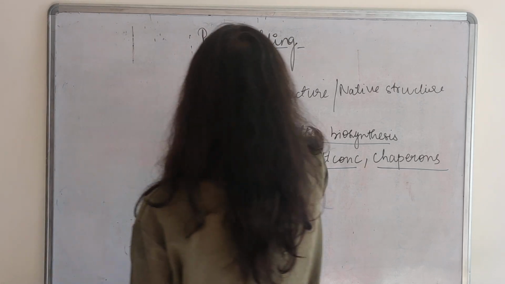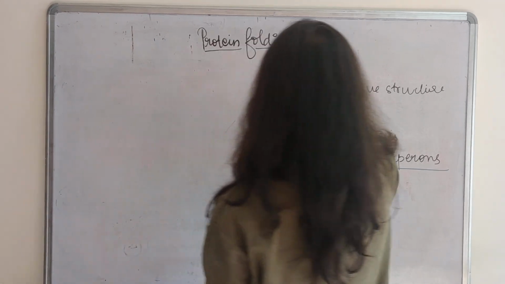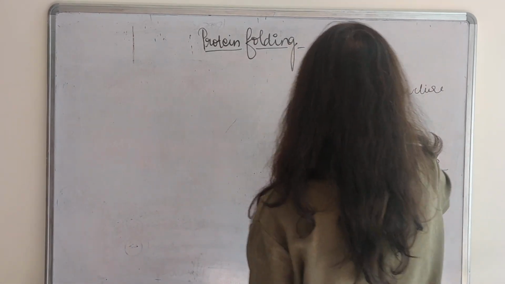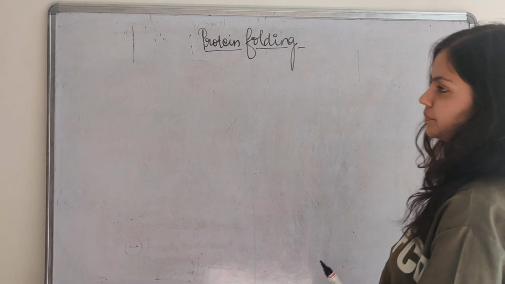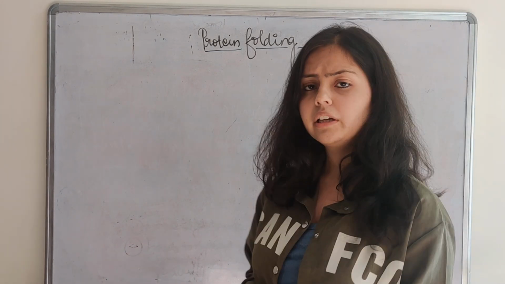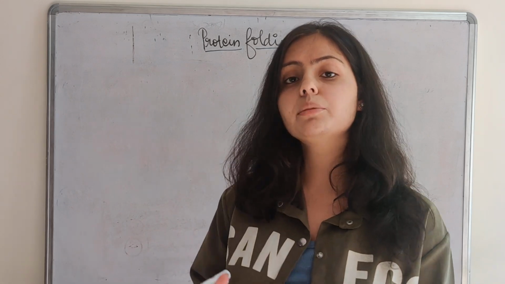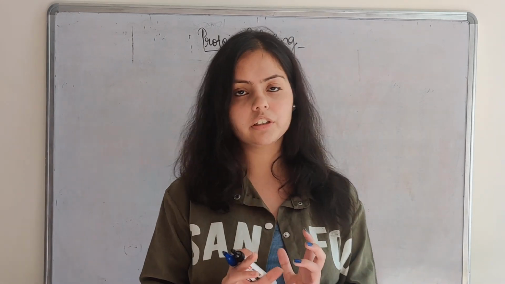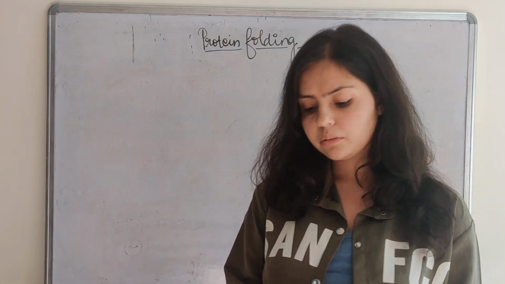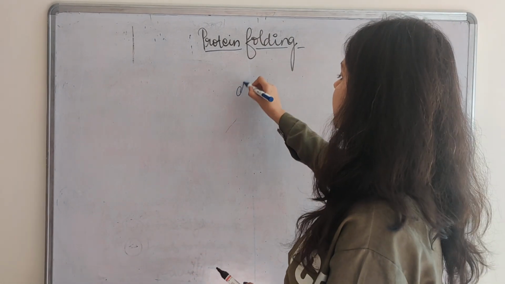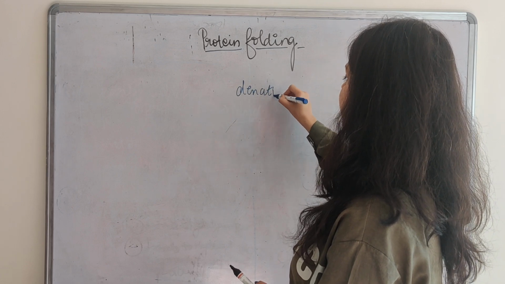There was an experiment done by a scientist in the early 1960s. The scientist was named Christian. So he did an experiment. He took a protein molecule, a completely folded protein molecule. He added what kind of reagent? Denaturating agents.